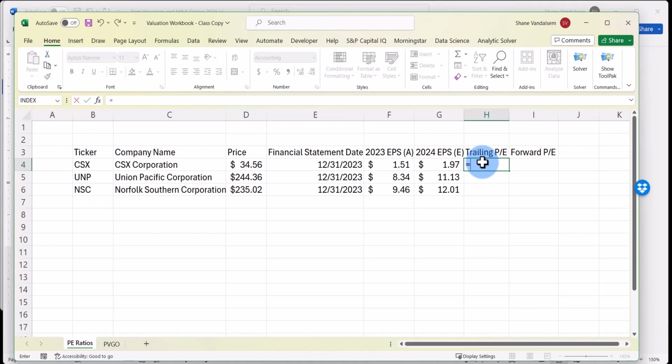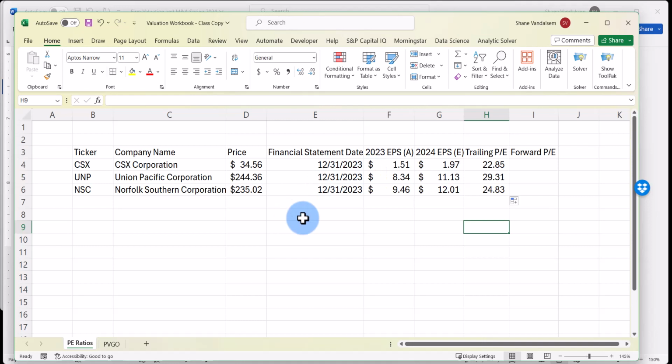So we're going to calculate the trailing PE and the forward PE for each of these firms. The trailing PE is going to be equal to the price per share divided by the earnings per share that have already occurred. And this won't be a dollar amount, it's just a ratio. I'm just going to pull this down, and we can compare the trailing PE across the firms. So we see here that the trailing PE for CSX is 22.85, for Union Pacific is 29.31, and for Norfolk Southern is 24.83. Now, CSX does have the lowest trailing PE, but it's not because the stock price is lower, because it would be much lower in that case.